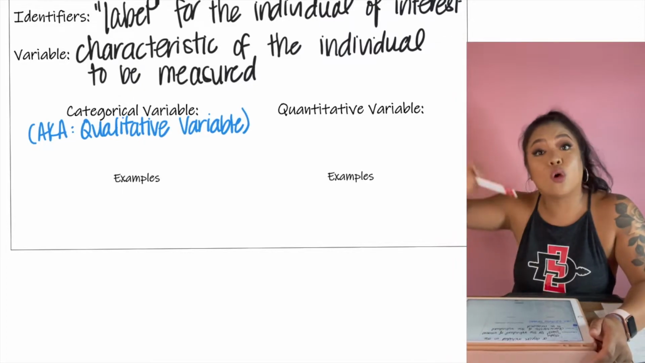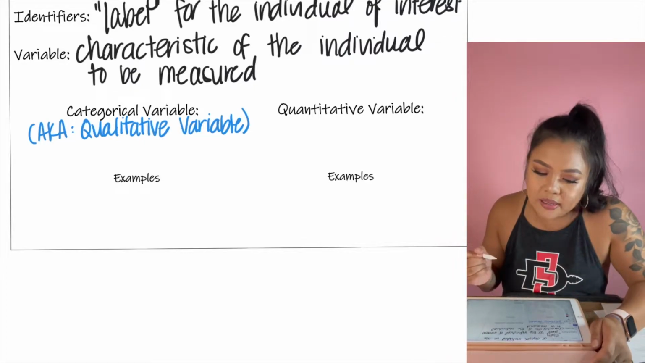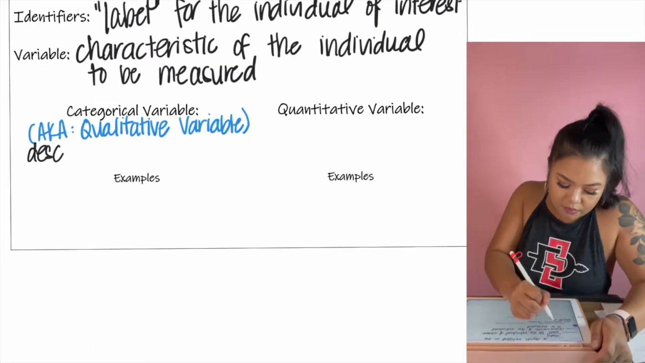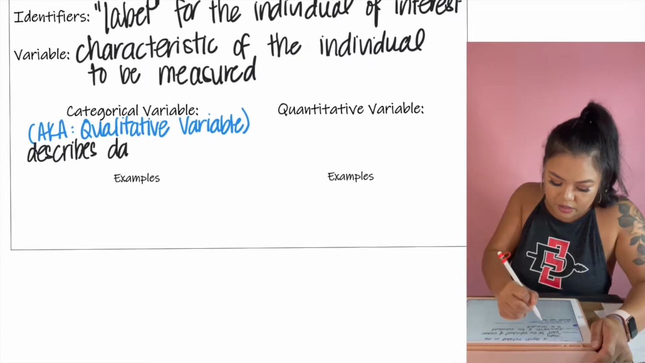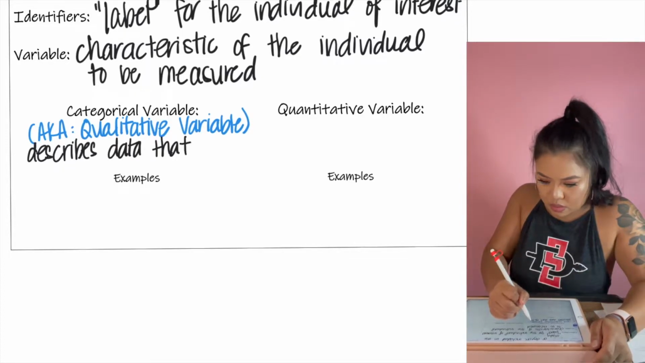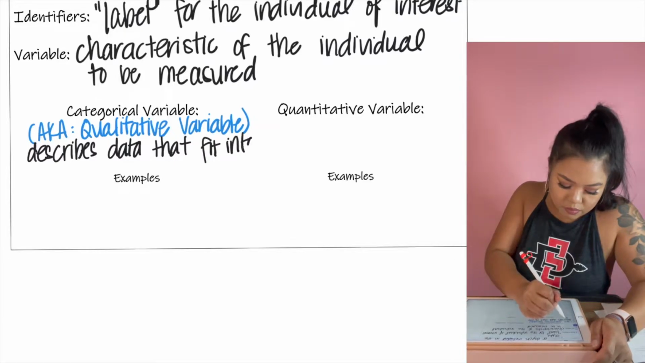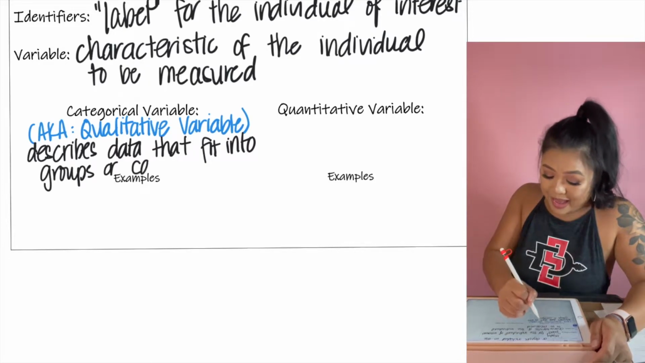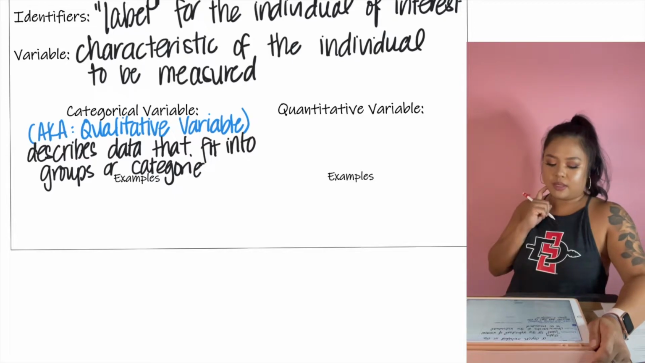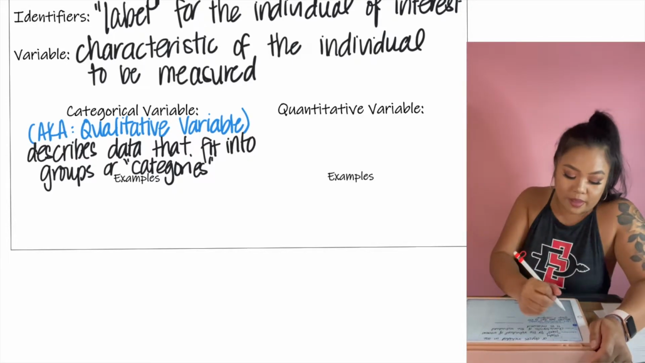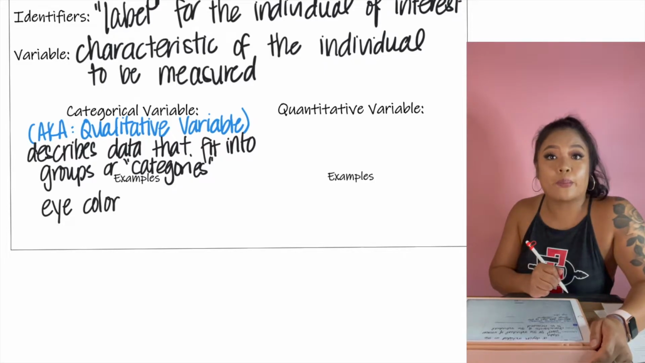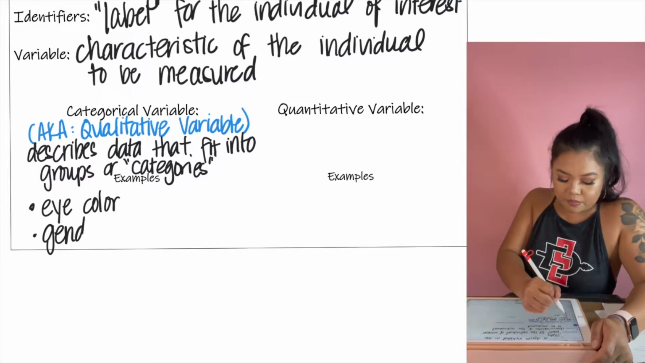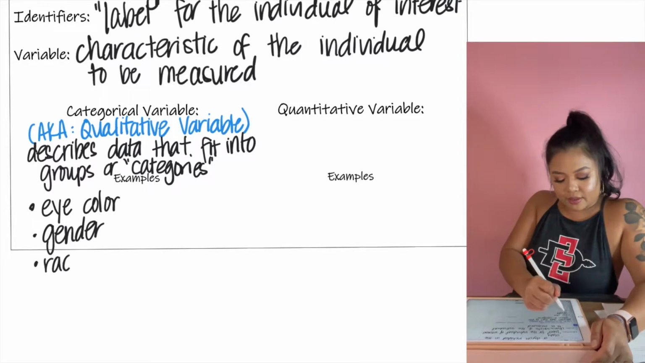Qualitative, opposite of quantitative. This is defined as a variable that describes data that fit into groups or categories. Groups or categories, right? That's why it's called categorical variables, categories. So some examples would be like eye color. Are your eye colors black, brown, green, blue, hazel? It could also be gender or race, ethnicity.